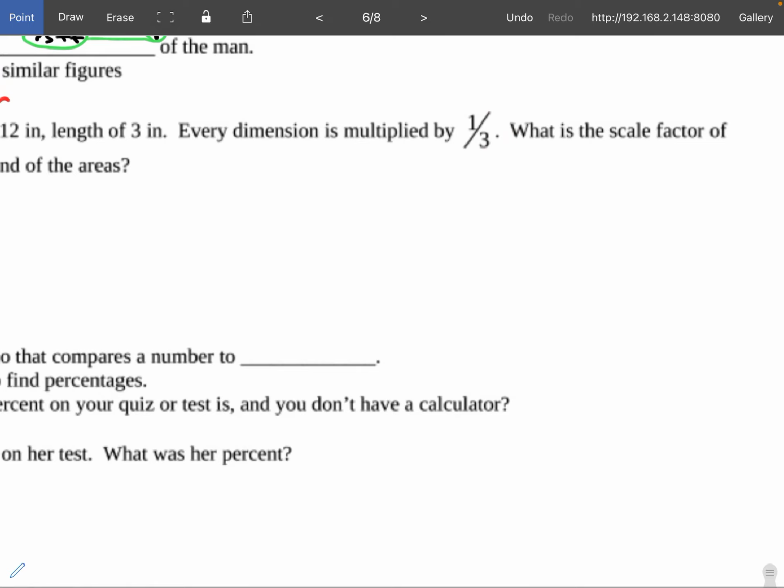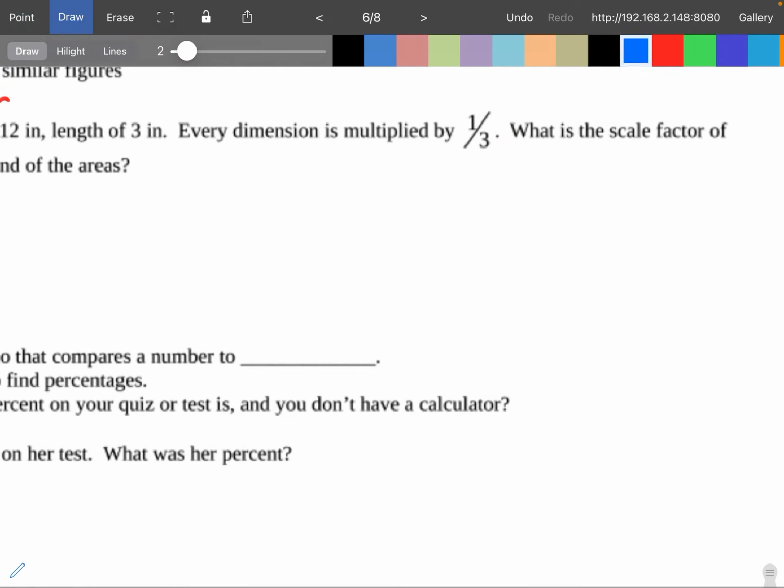Well, you guys remember, multiplying by 1/3 is the same thing as just dividing by 3, right? So really what this says right here is, when you multiply by 1/3, that just means divide by 3.